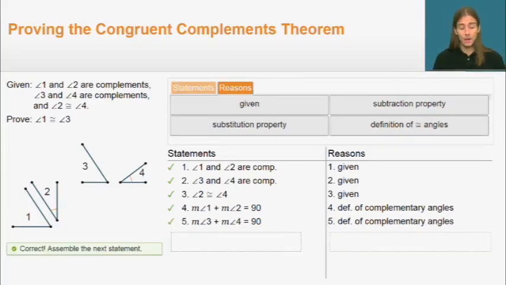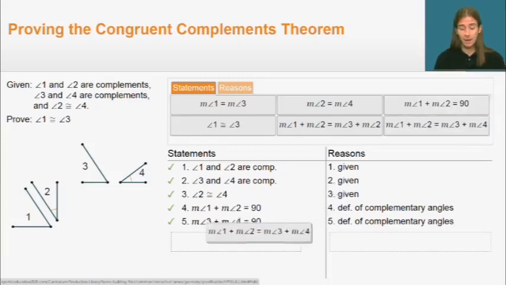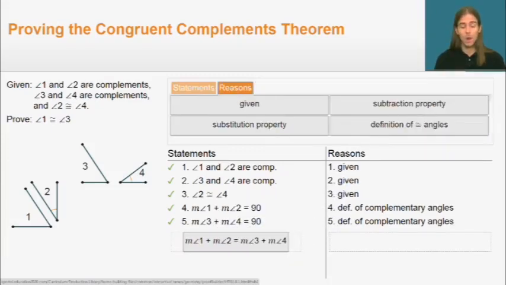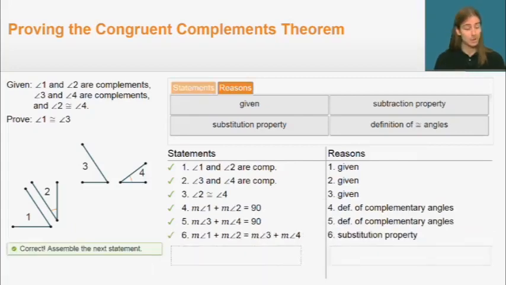After that, what I can do is notice that in steps 4 and 5 of my proof, I have the left-hand sides both equal to the right-hand side, which is 90 degrees, the same right-hand side. And that tells me that the measure of angle 1 plus the measure of angle 2 equals the measure of angle 3 plus the measure of angle 4, and that's by substituting that in for 90 degrees.